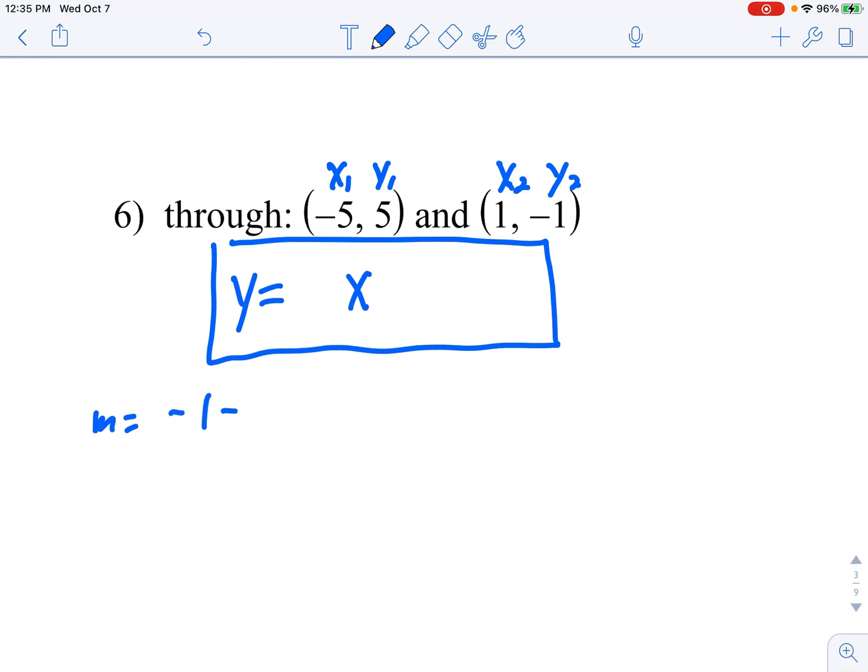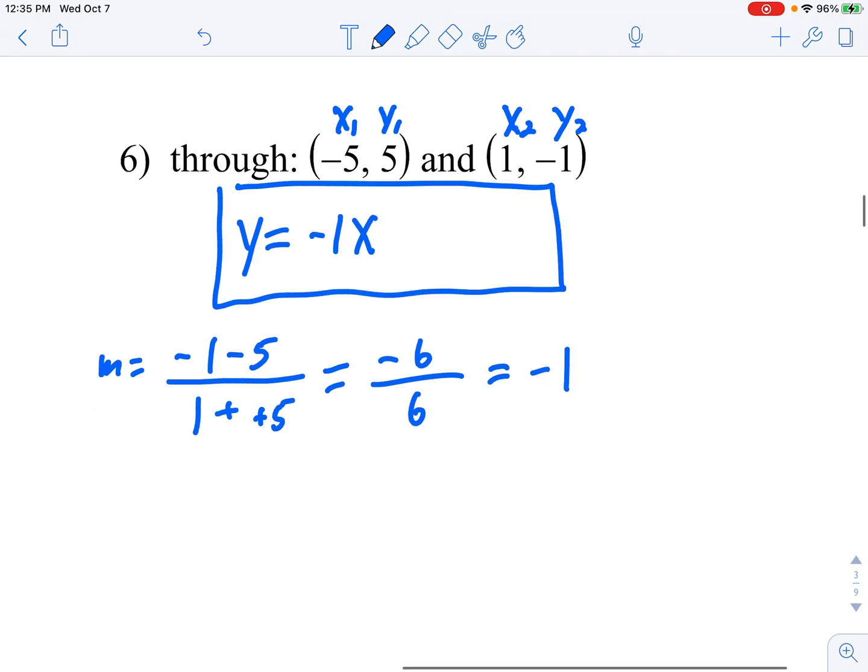So -1 minus 5 over 1 minus -5. Did I set that up right? -1, 5, 1, -5. Yep. -1 minus 5 is -6. 1 minus -5 is plus, that's +6. -6 divided by +6 is -1. So my slope is -1.